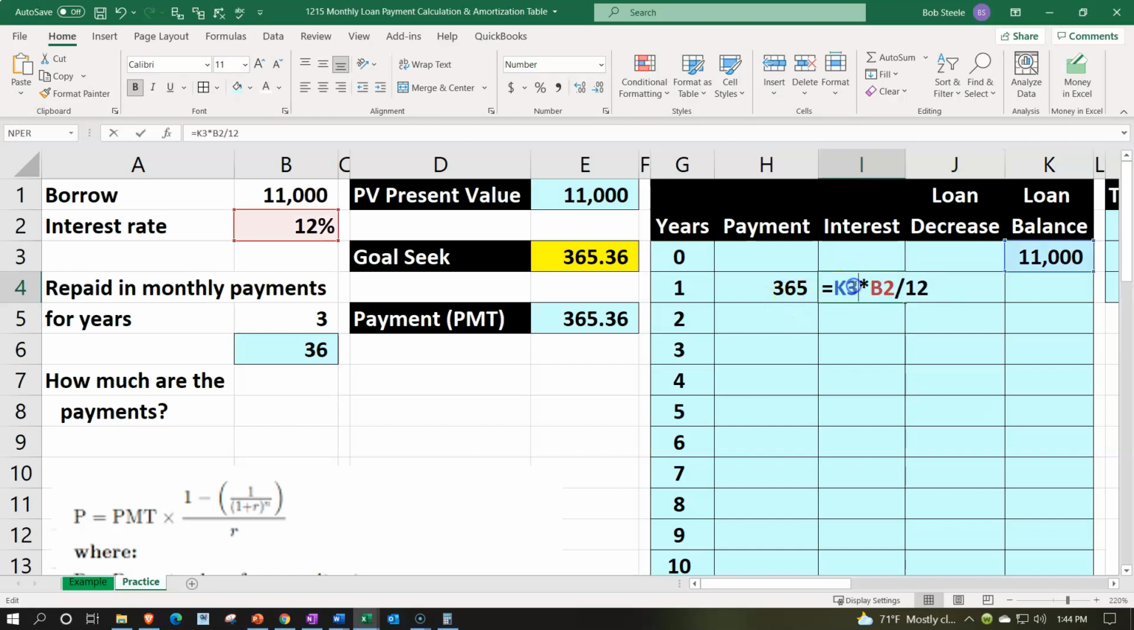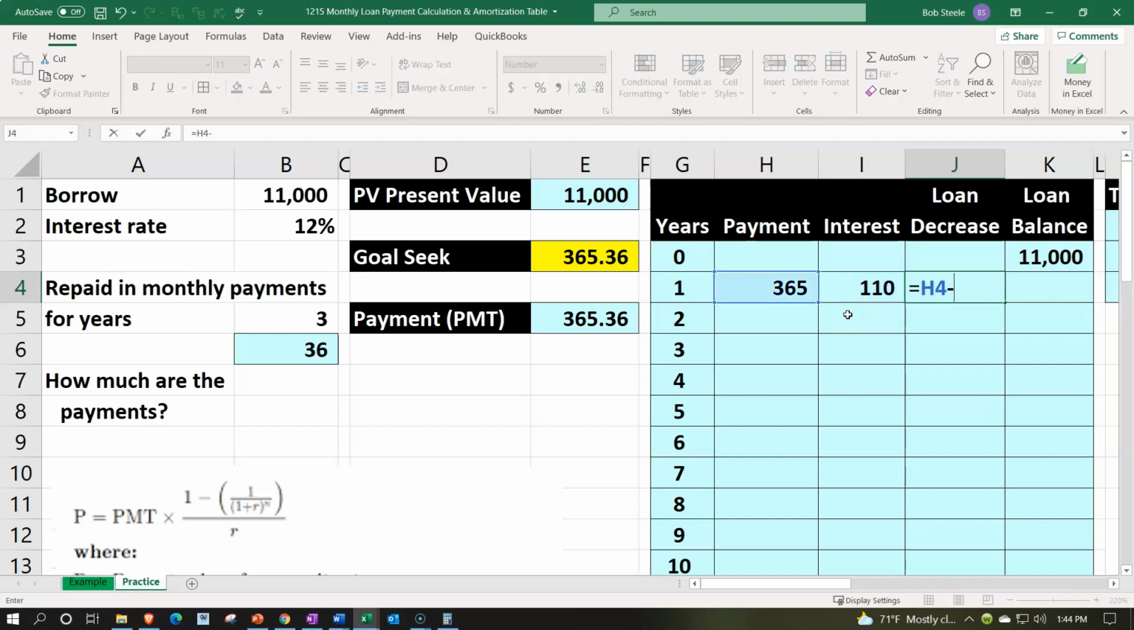And by the way, if you didn't divide by 12 and you came up with this, you'd say that doesn't make any sense because the interest is more than what I'm paying. So that might happen. And then we've got the 365 minus the 110. So we're paying 365 minus 110, which is the interest portion, which we're not getting back. So we're going to reduce the principal by only the 255. So then we have the 11,000 prior balance minus the reduction of the principal. That's going to give us the 10,745.